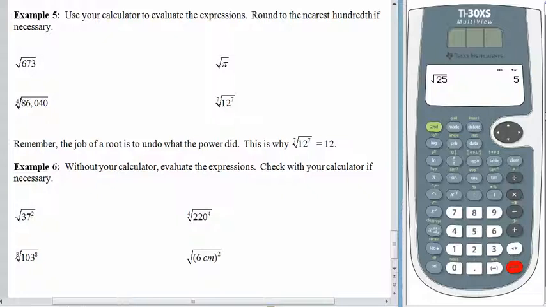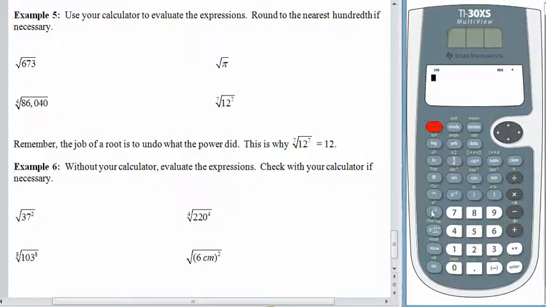The directions tell us to round to the nearest hundredth if necessary, because of course not every square root or other type of root comes out to be a nice whole number. The square root of 673, square root 673. Okay, so the calculator gives us the same thing back. That wasn't very helpful. We'll come up here above the enter key, use the toggle button to go back and forth between the decimal approximation and the exact answer.